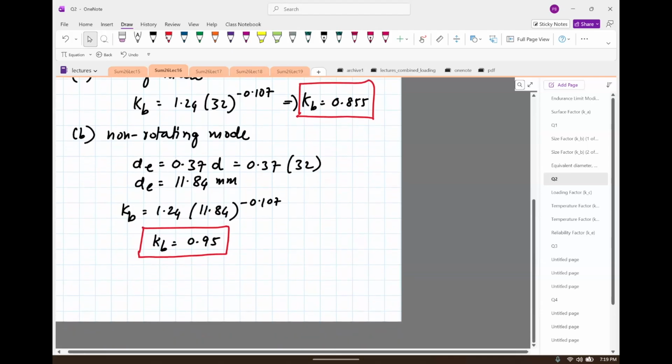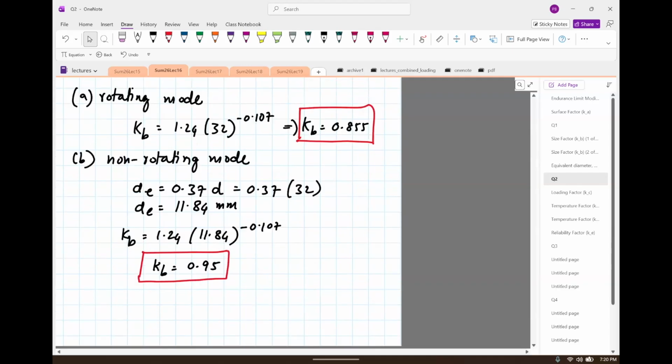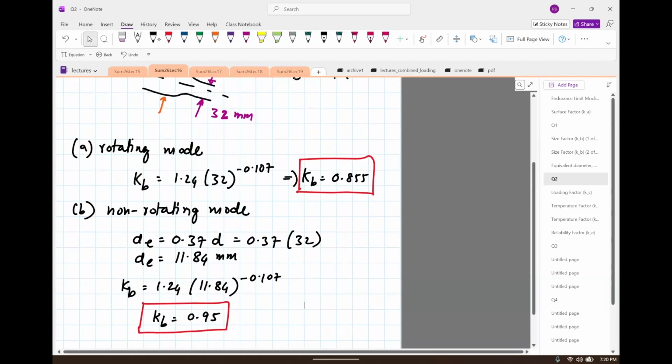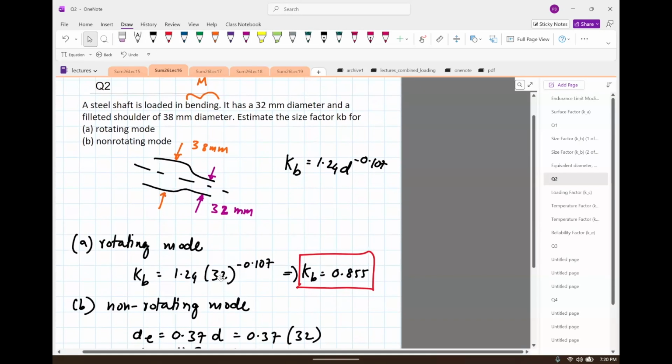Okay, so this is the answer to the second part. Okay, do you always choose the smaller diameter? Yes, because okay, let's do this. Let's use the bigger diameter instead. I'm actually curious what will happen if we choose that.